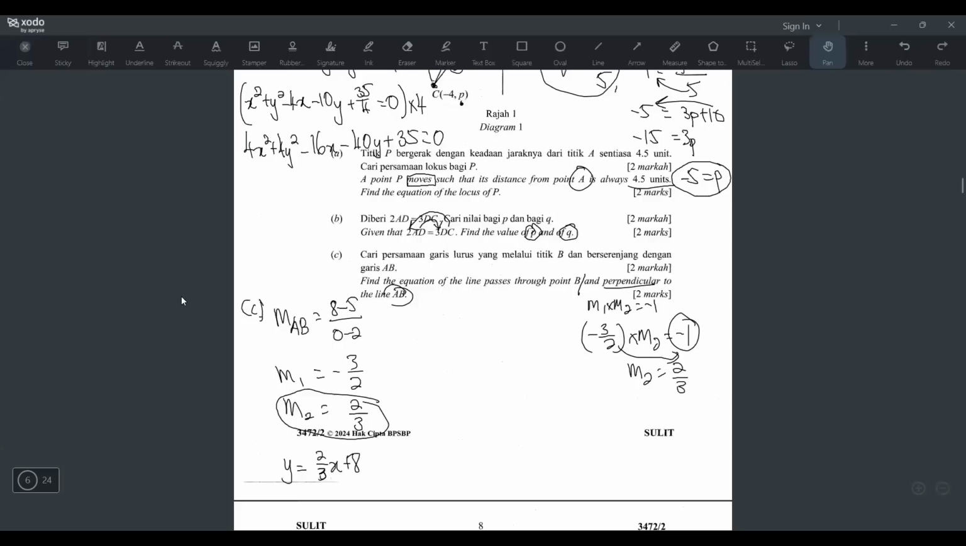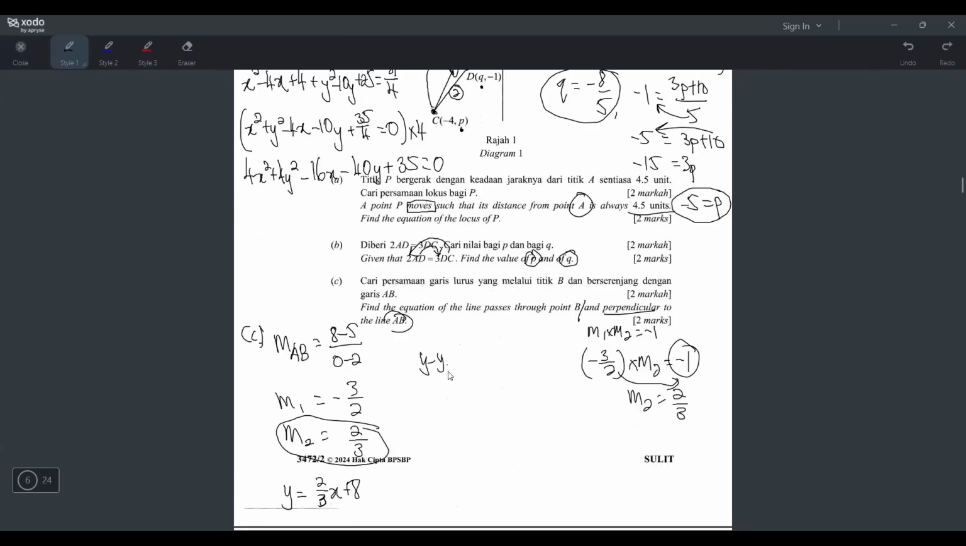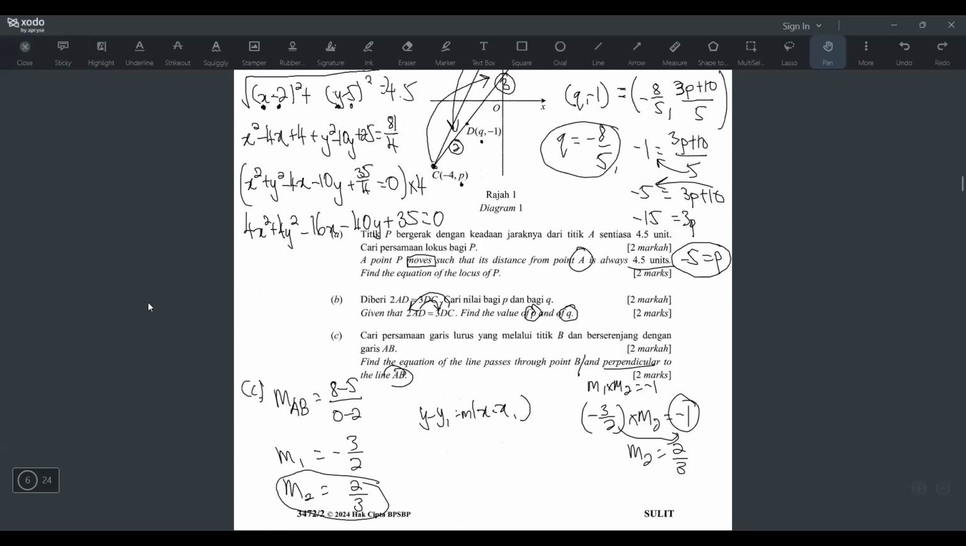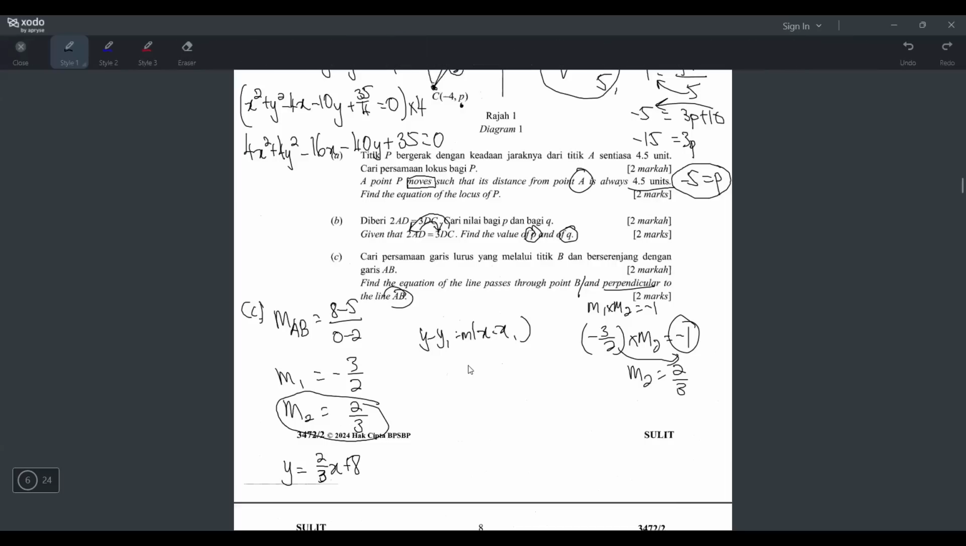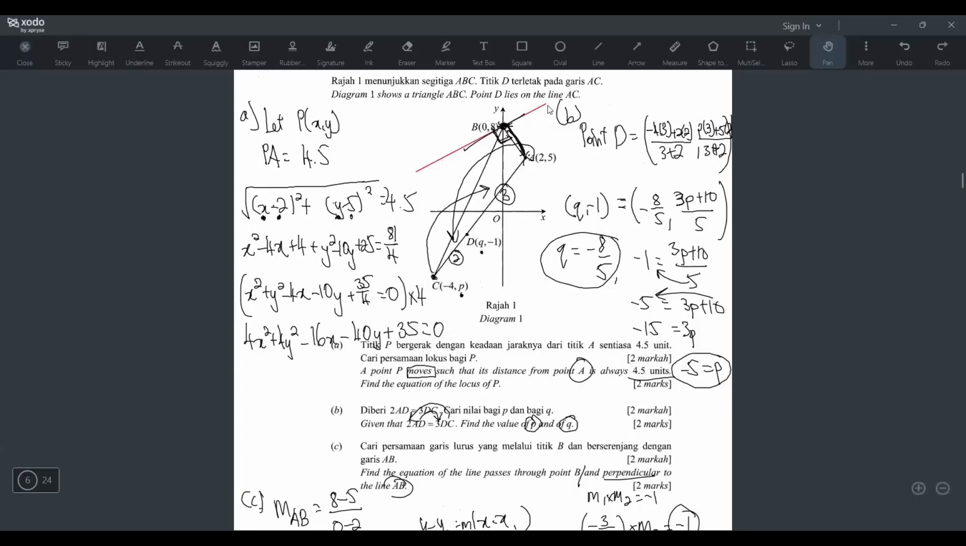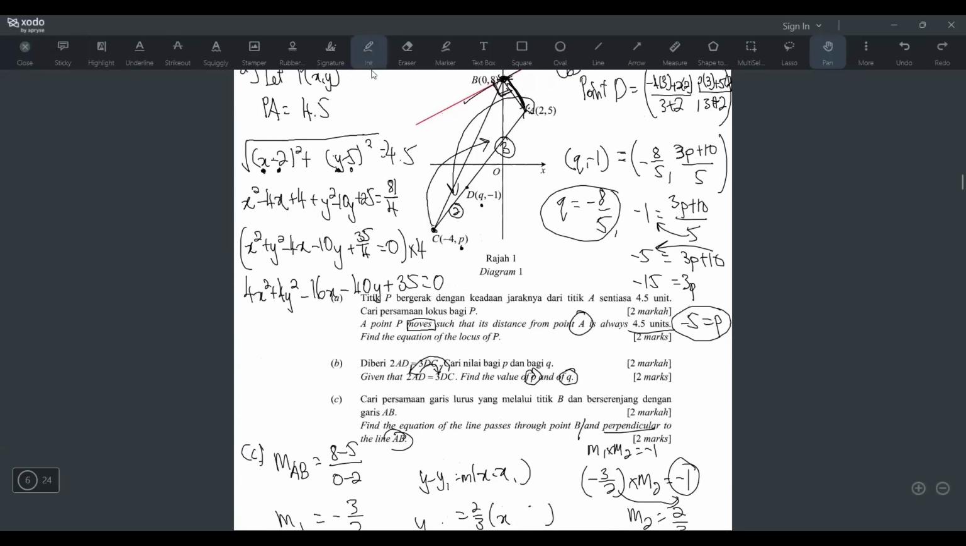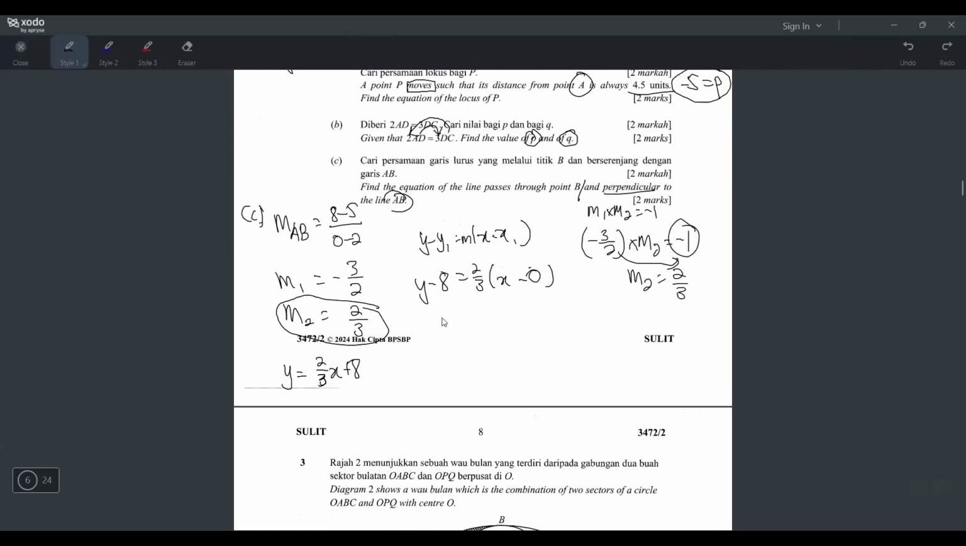The reason why I never use the formula y minus y1 equals gradient times x minus x1 is because you will get the same answer. The gradient you put in is 2 over 3, and for the x1, y1 you have to put in the point it passes through. For this case, the point is 0, 8. So it will be y minus 8, and x minus 0. Trust me, if you do this, you will get the same. Expand 2 over 3x times 0, no need to write because it's 0. So 2 over 3x plus 8, you see the answer is the same.